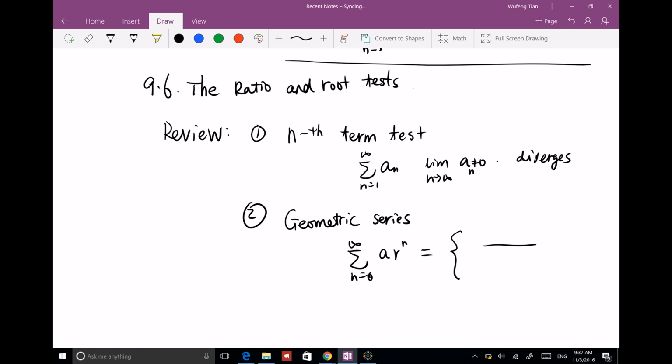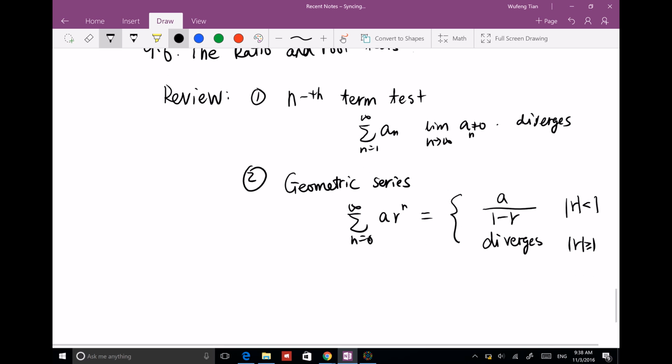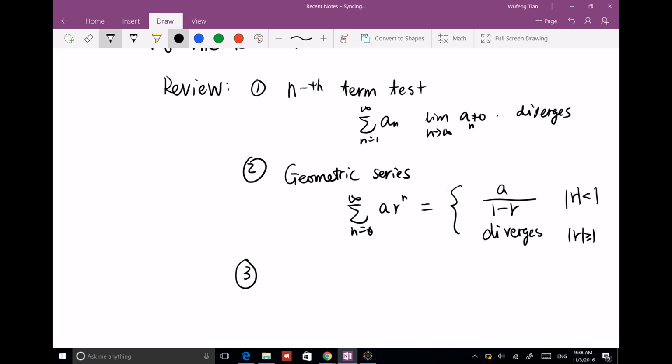Alright, so Jasper, could you please tell me what that is? The sum from n equals 0 to infinity of ar^n, what you got for here? Okay, so if r is greater than or equal to 1, then it diverges. Okay. And if r is less than 1, then it equals a over 1 minus r. Perfect.